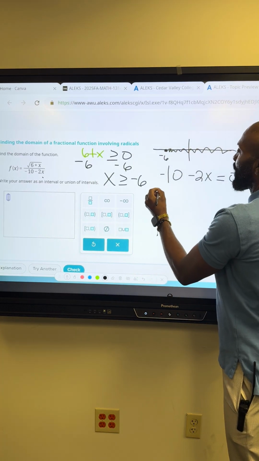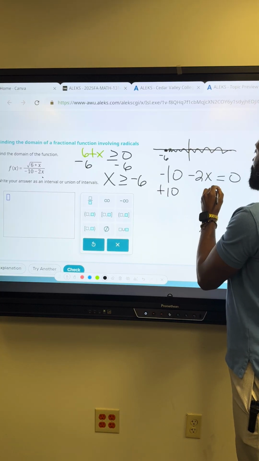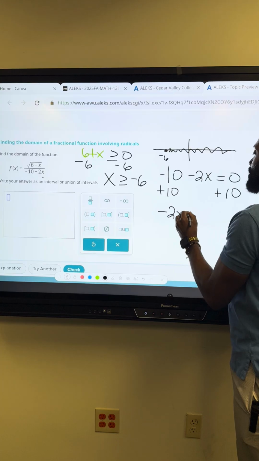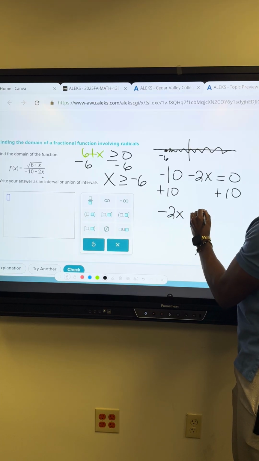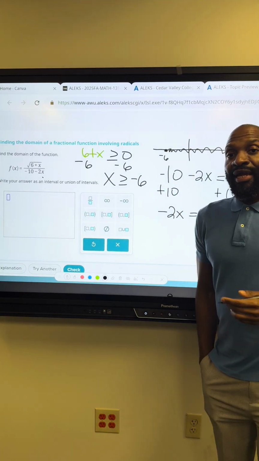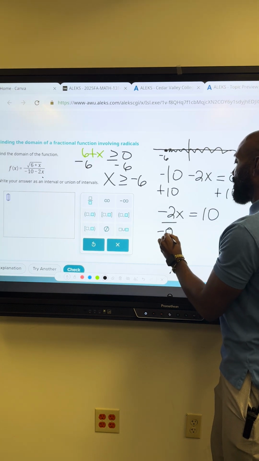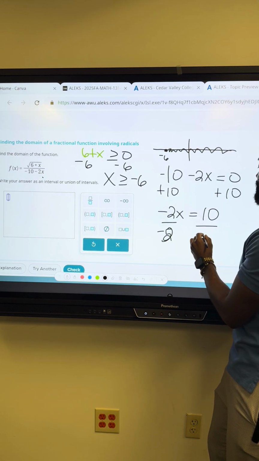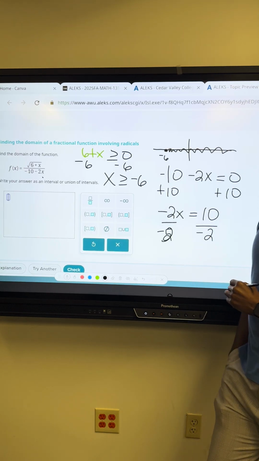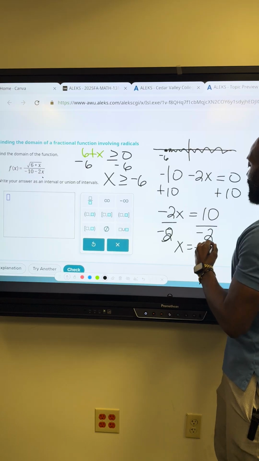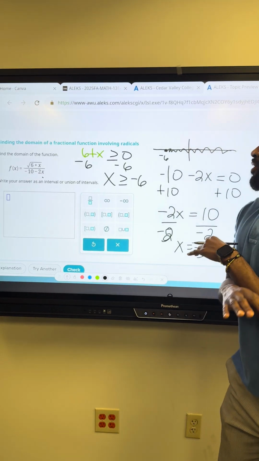All right, so this is a negative. To undo a negative, the inverse operation is going to be plus 10. So that's going to be -2x is equal to 10. And then the last thing I'm going to do is divide by 2. I don't know why I put 5, because that's the answer. So I'm going to divide both sides by -2. So my x is equal to -5. All right, so I'm good.